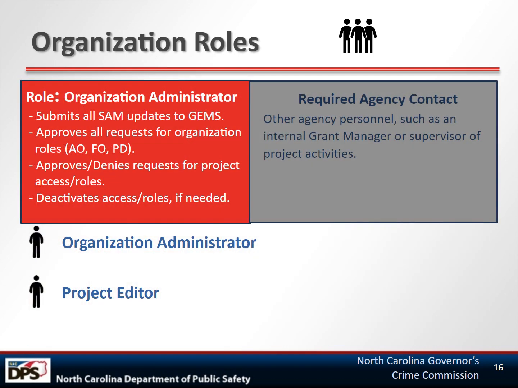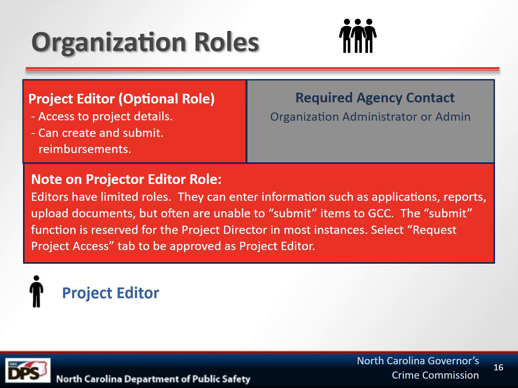The organization administrator submits all SAM updates to GEMS, approves all requests for organization roles, approves and denies requests for project access and roles, and deactivates access and roles if needed. The required agency contact would be other agency personnel, such as an internal grant manager or supervisor of project activities. The project editor is an optional role. They have access to project details and can create and submit reimbursements. The required agency contact is the organization administrator or admin.